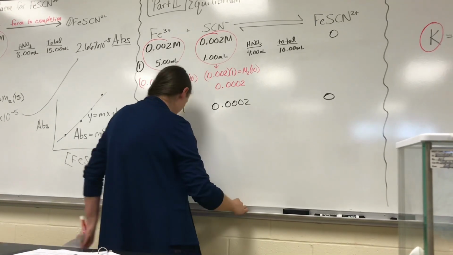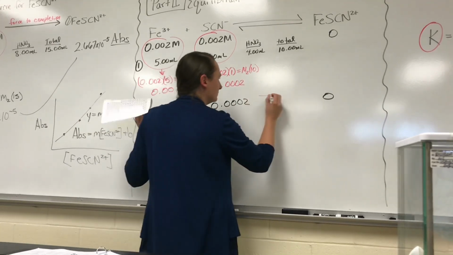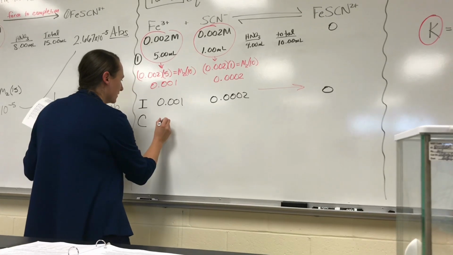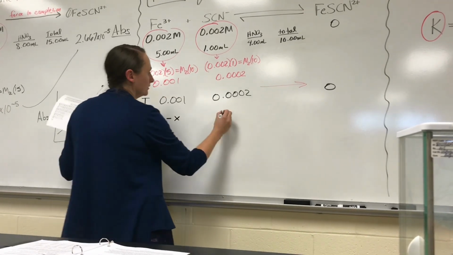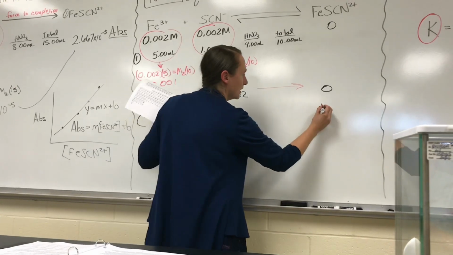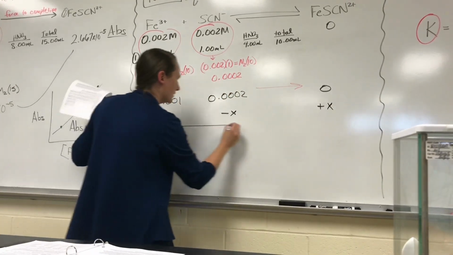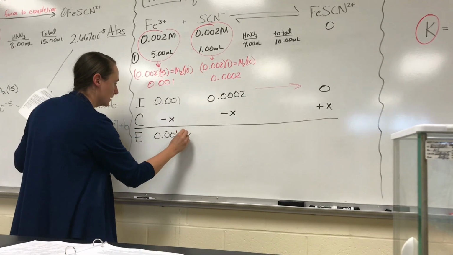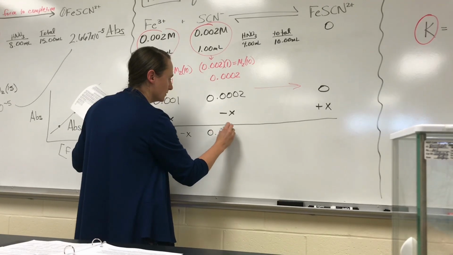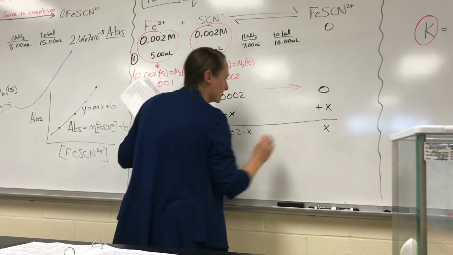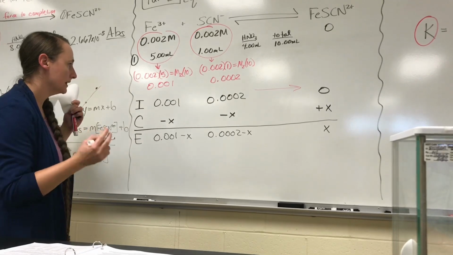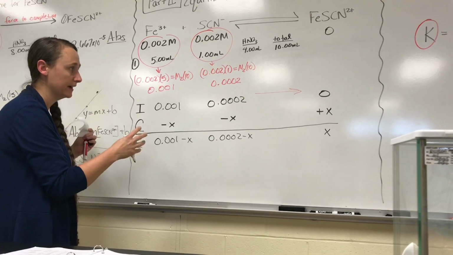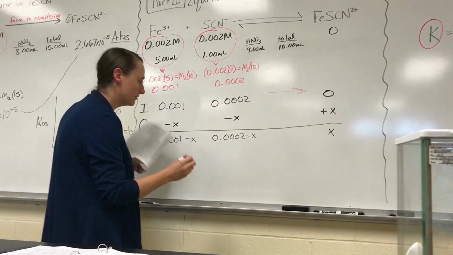It has to move in the forward direction because we have 0 of the iron thiocyanate. So minus x, minus x, plus x. So at equilibrium, we have these expressions, 0.001 minus x, 0.0002 minus x, and x. Only in class, we typically take these and plug them into an expression for K and use the value of K to solve for x. Today, we're trying to find the value of K.